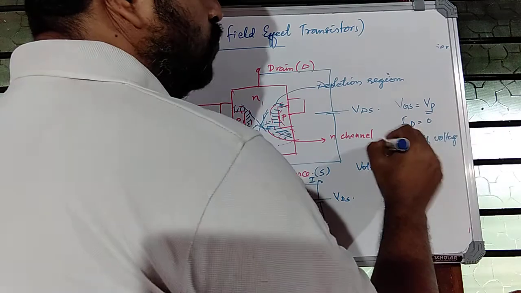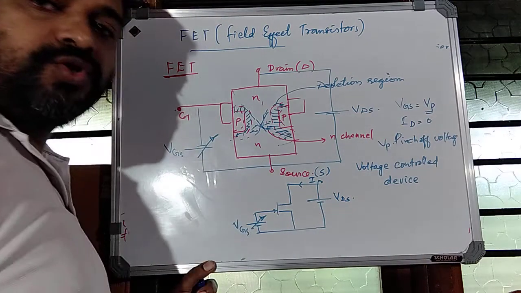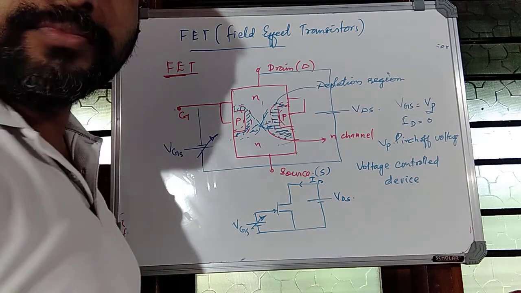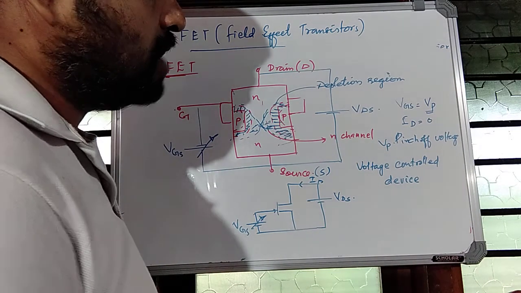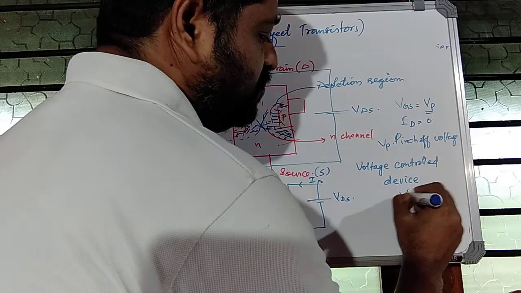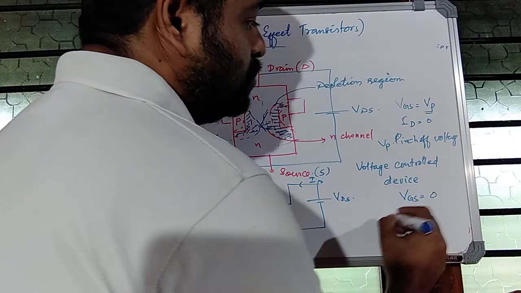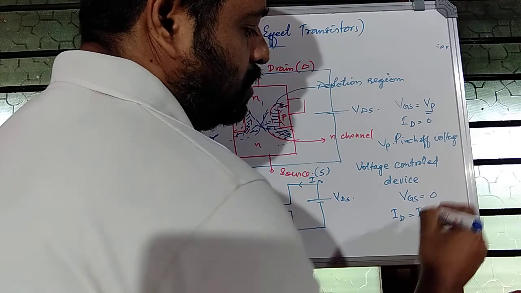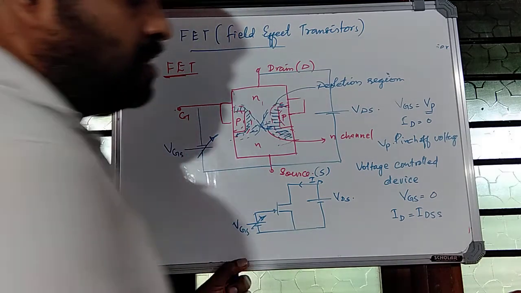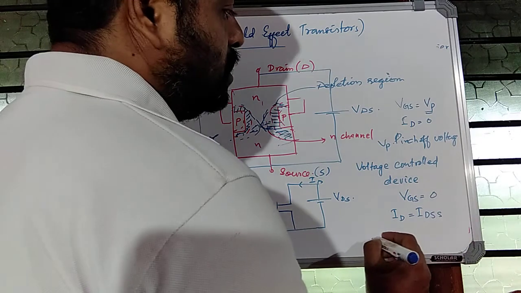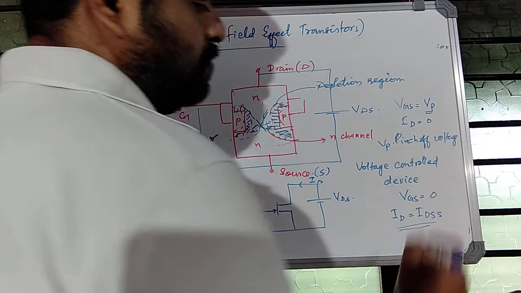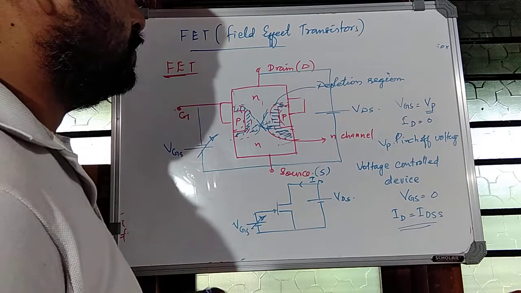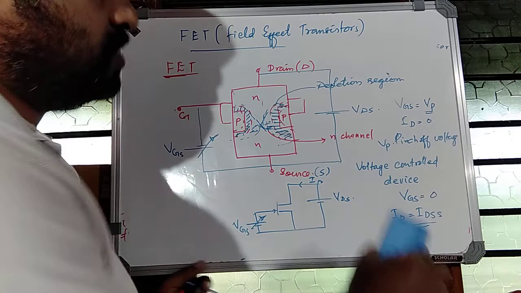VP is the pinch off voltage, that is the gate to source voltage at which drain current ID becomes zero. Once the pinch off condition is reached, current is zero, and current is maximum when VGS equals zero. In that condition, ID is denoted as IDSS, that is the drain to source saturation current. This is the maximum current flowing through the channel. Drain current maximum value is IDSS.